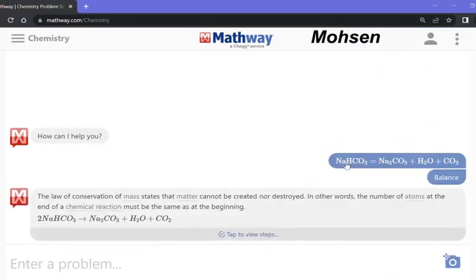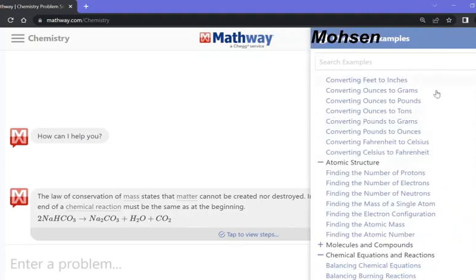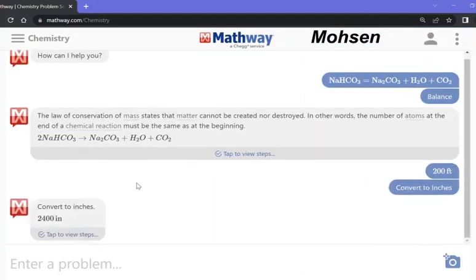Here is a chemical equation. He balanced the chemical equation using the law of conservation of mass. You can view steps. A quick second example. For example, feet to inch, converting feet to inch. We have here 200 feet is converted to 2400 inch. You can view steps for that.